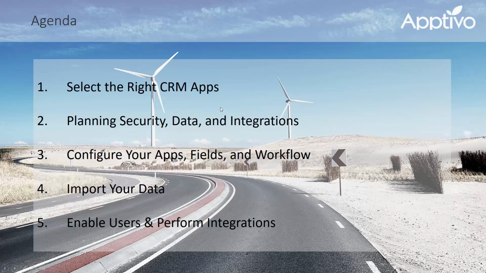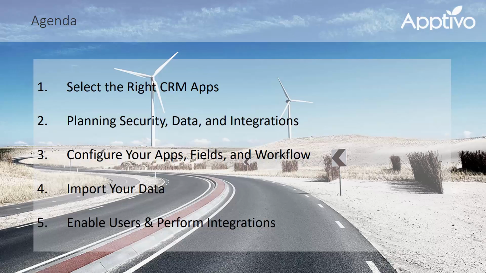So here's the agenda that we have for today. We're going to start off by figuring out what are the right CRM apps. We know that we want the CRM solution, but that means a few different things in Apptivo. So we'll chat about what each app means and how to select the right apps for you. And then we'll move on to how to plan out which users are going to be added, how to track the security between them, if you've got data coming from other places, and what integrations you might want to connect. So before you even start setting things up, think about a couple of steps. Then we'll move into the actual configuration.